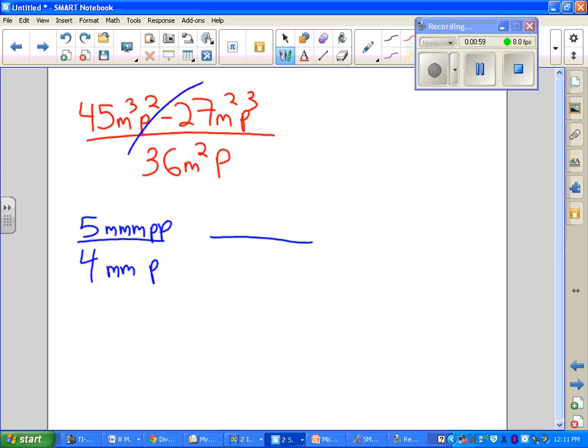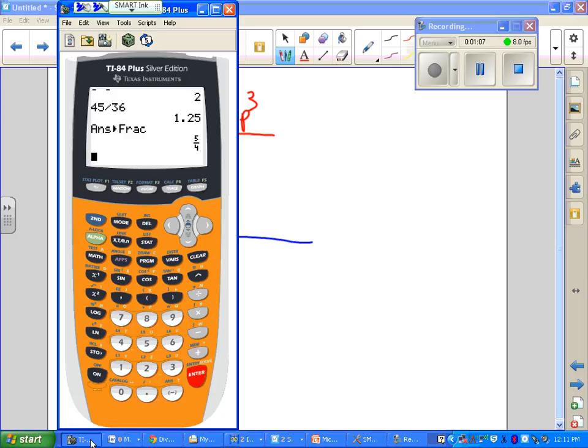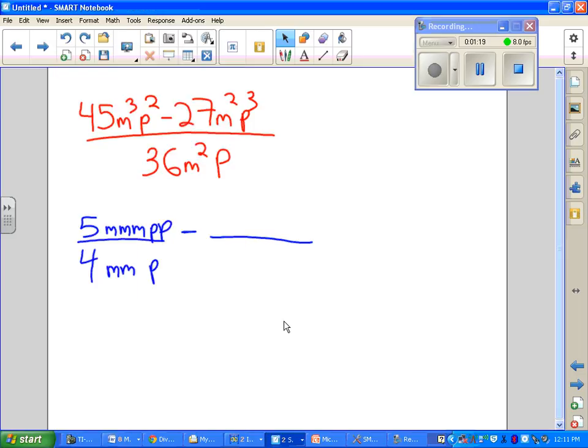Now I do this term, 27 divided by 36. 27 divided by 36 gives me 0.75. Change to fraction, it gives me 3/4. So now I'm done with my numbers. Just write down the letters. On the top, I'm left with the m squared, m, and 3 p's. On the bottom, I have 2 m's and 1 p.